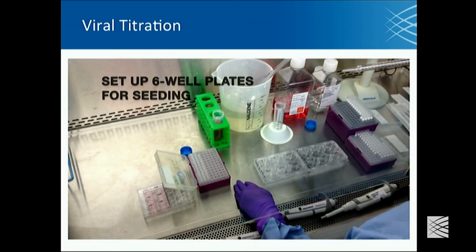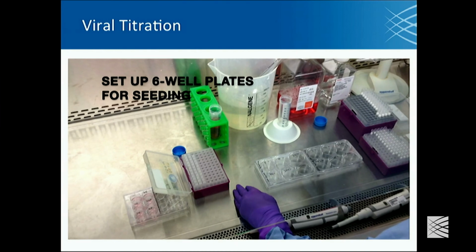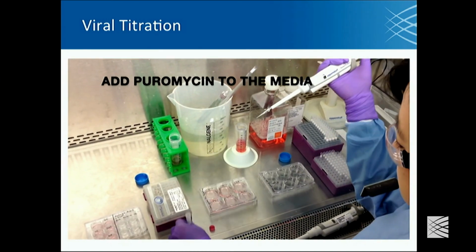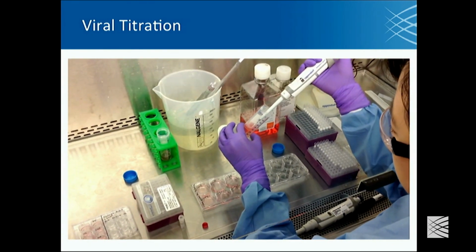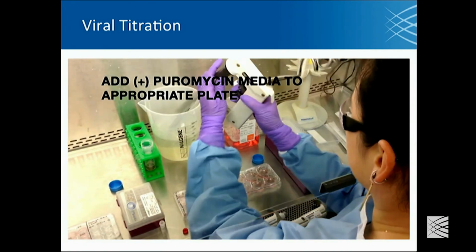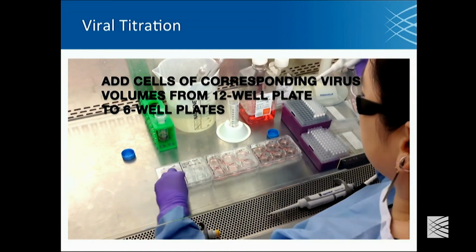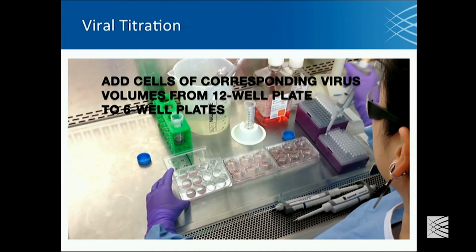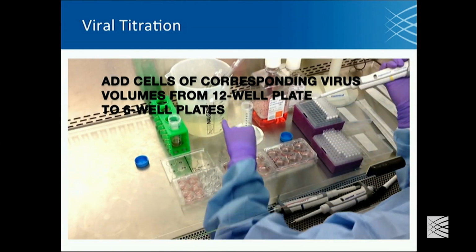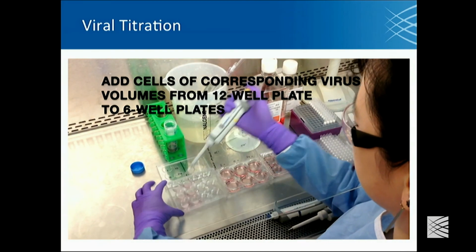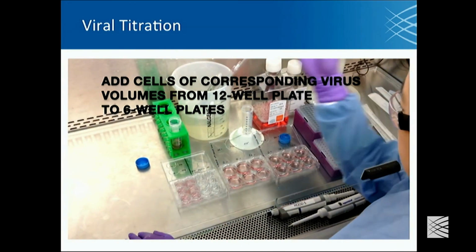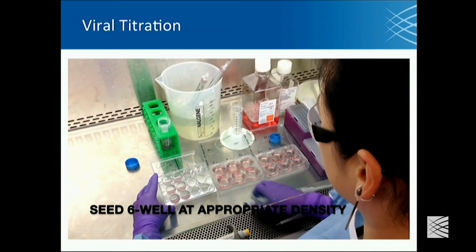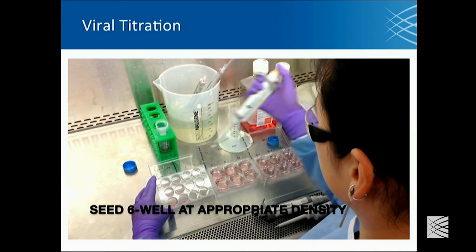Trypsinize your cells and count each well. Set up your 6-well plates for seeding. In one plate, add fresh media. In a conical, add puromycin to fresh media, resuspend, and add the puromycin media to your second plate. From your counts, add the appropriate volume of cells from each well into corresponding puro and no puro wells. And that's going to be at the seeding density you determine in your doubling time assay. Seed at a density that will allow the cells to select and proliferate in 72 hours.